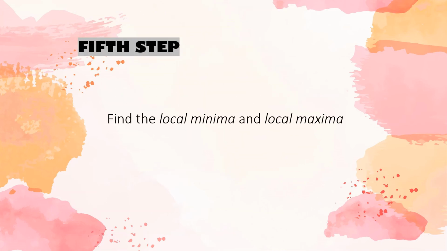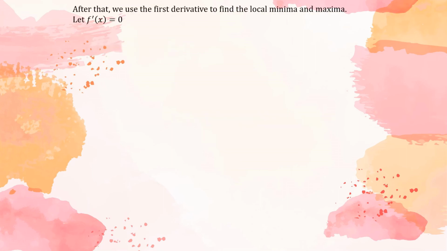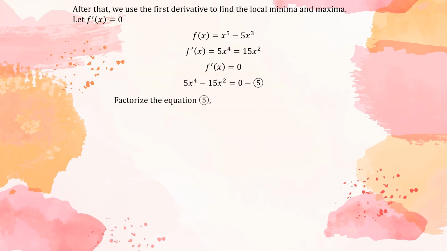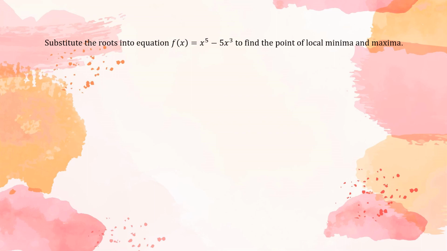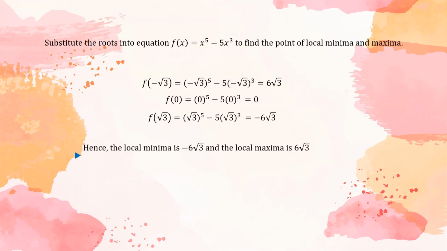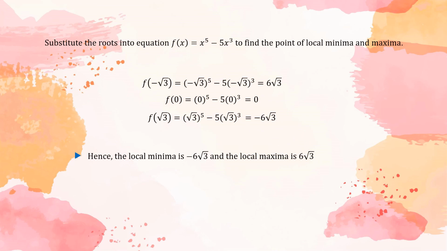The fifth step is to find the local minima and the local maxima of the function. After that, we use the first derivative to find the local minima and maxima. So we let the first derivative equal 0. The roots of the first derivative are negative 3, 0 and positive 3. Then we substitute the roots negative 3, 0 and positive 3 into the function to find the points of local minima and maxima. Hence, the local minimum is at negative 3 and the local maximum is at positive 3.